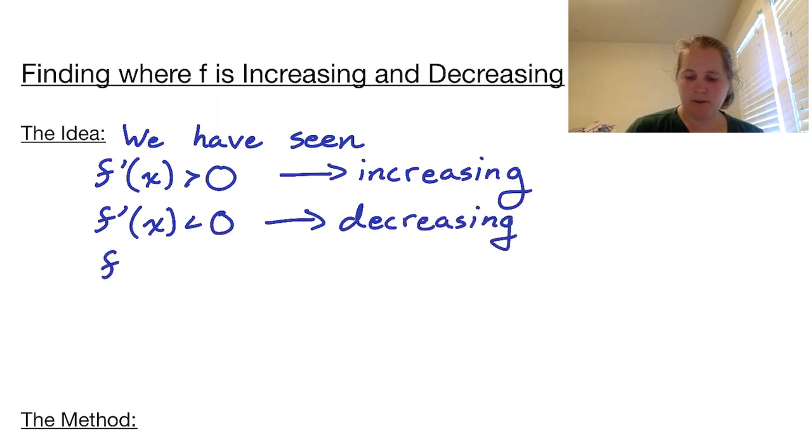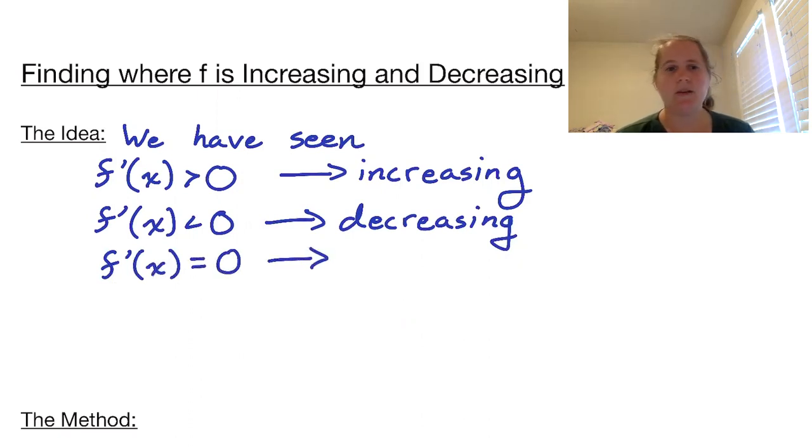And if f prime of x equals 0, then we have a flat horizontal tangent line, right? So if it's only at one point, it won't be constant, it'll just flatten out. So really the only places where we can switch from a negative derivative to a positive derivative is either where we pass through 0 or where the derivative can jump.